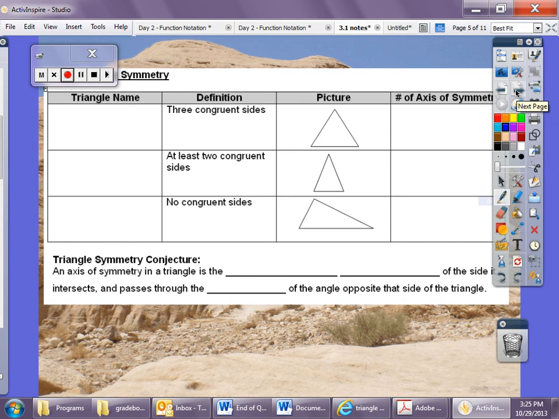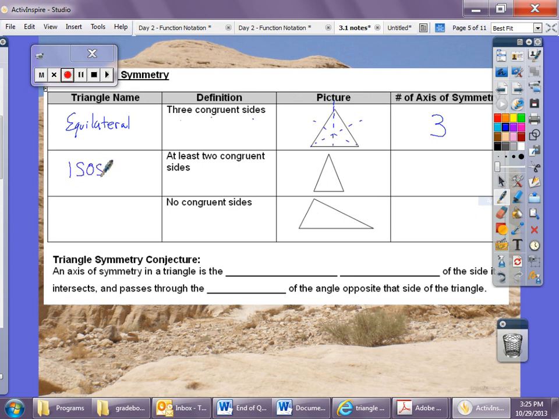Triangles and symmetry. Well, 3 congruent sides. A triangle that has 3 congruent sides is equilateral. It's an equilateral triangle. Has 3 congruent sides. The number of axes of symmetry, it's 3. From each of the 3 axes of symmetry.